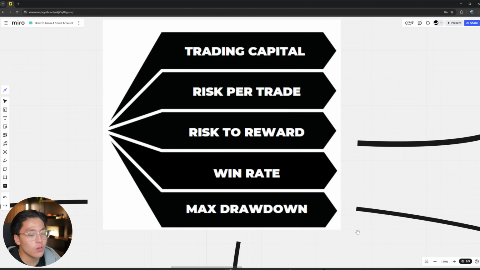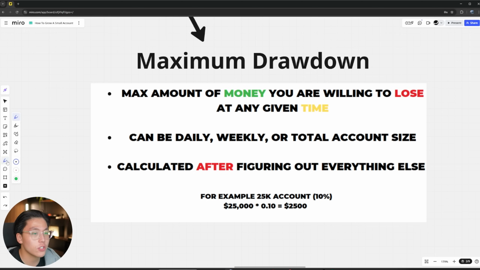And my final risk management tool is what I call the max drawdowns. Essentially, a max drawdown is the max amount of money that you're willing to lose at any given time. When you first start trading, a lot of the time you're not going to know what you're doing. So what you want to protect and what's most important is capital. Capital being your buying power. This is one thing that you always want to protect. This can be a daily max drawdown, a weekly max drawdown, or a total account size drawdown.